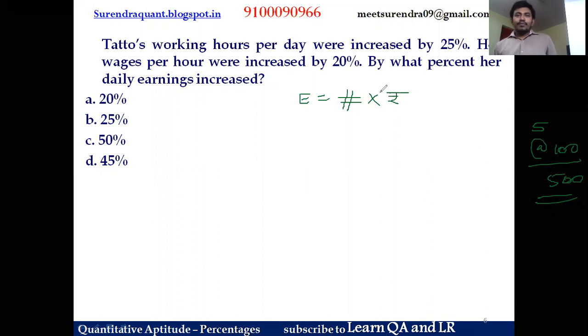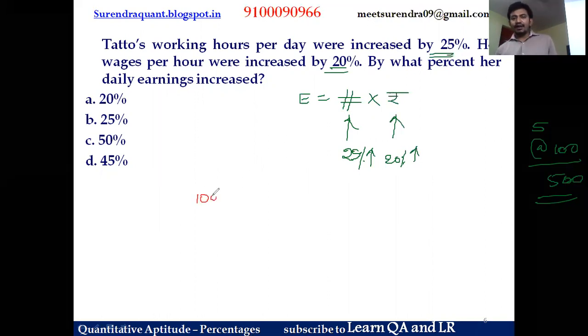Now, the working hours increase by 25%, and apart from that, her hourly wages also increase by 20%. If this is the situation, how does it affect her earnings? How much more percent of earnings will she get? That is the question. So let us say the earnings are 100%. Now, the number of hours increases by 25%, so her earnings also increase by 25%. Her new earnings are 125.